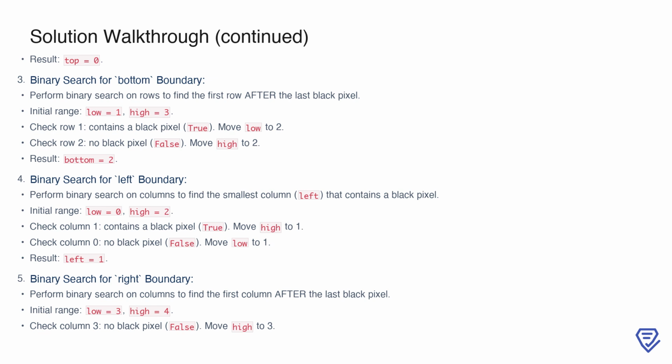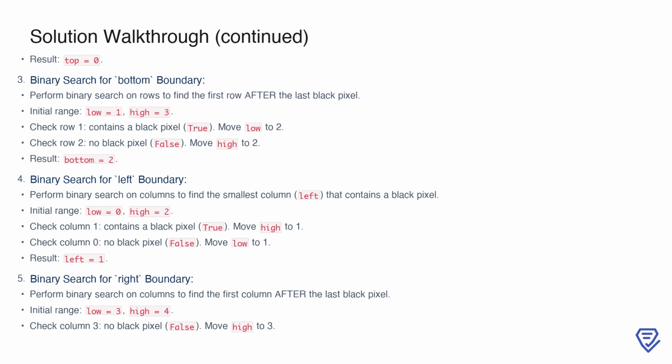Next, we find the bottom boundary using another binary search on the rows. This time, we look for the first row after the last black pixel. The initial range is low equals 1 and high equals 3, covering rows below the given black pixel. Checking row 1, we find black pixels, so we move low to 2. Row 2 does not contain any black pixels, so we adjust high to 2. This gives us bottom equals 2.